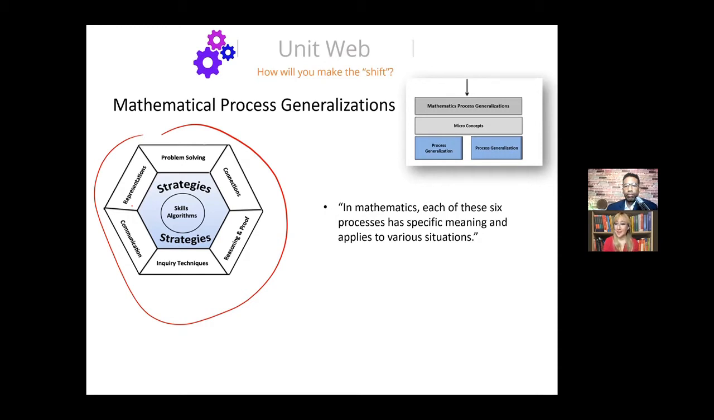And where did these 6 come from? I looked at all the systems around the world, including the Common Core state standards, the Texas Essential Knowledge and Skills, mathematical practices. I looked at the International Baccalaureate Assessment objectives. I looked at Hong Kong because that's where I was based and looked at their higher order thinking skills.